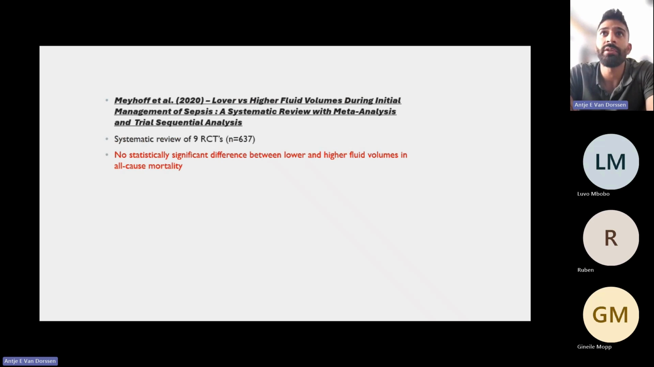And this was the last systematic review found, which included 9 randomized controlled trials. And again, no statistically significant difference between the lower and higher fluid volumes in all-cause mortality.